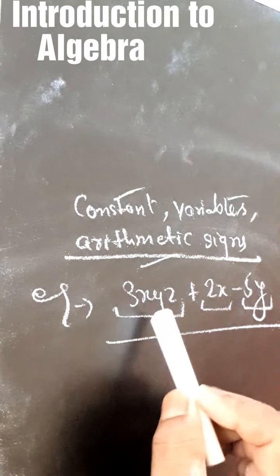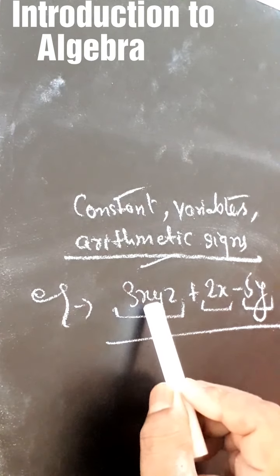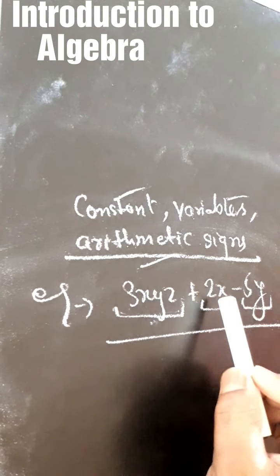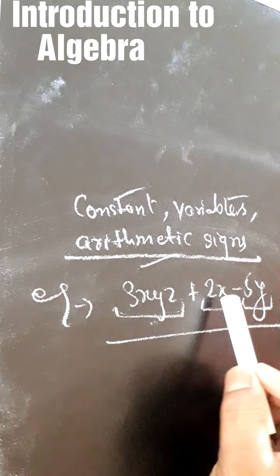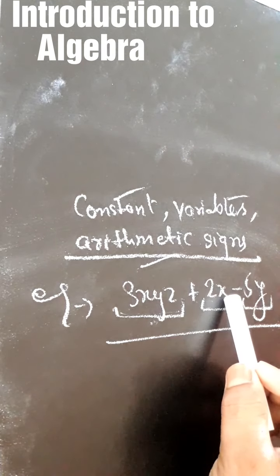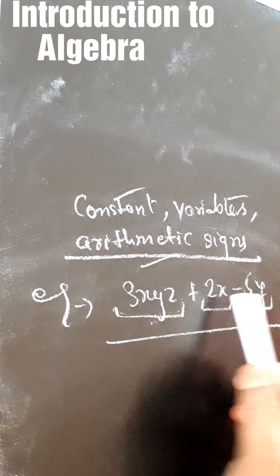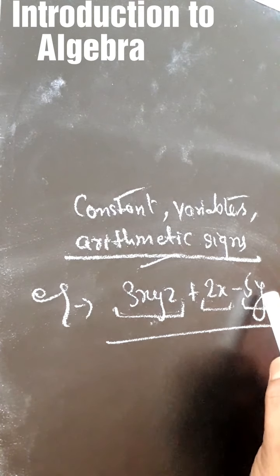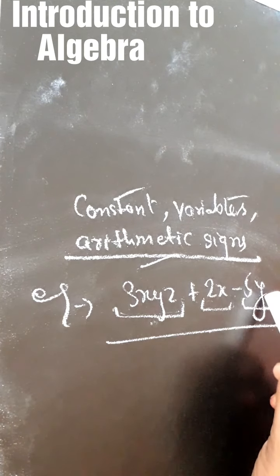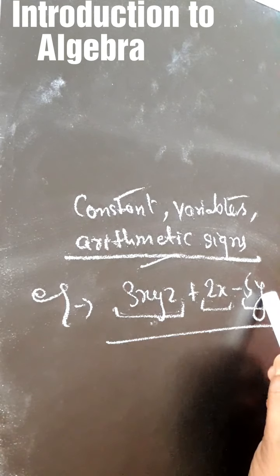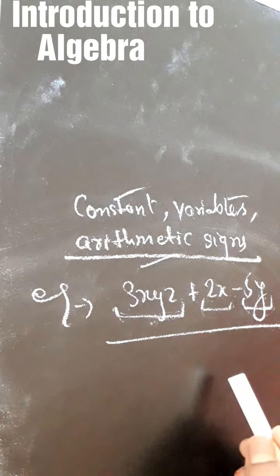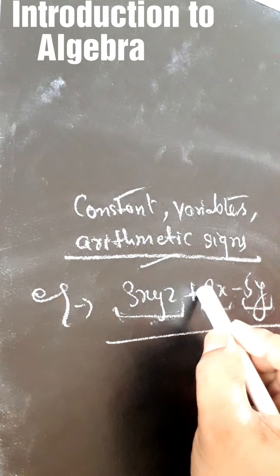Here, the first term contains 3, x, y and z combined by multiplication sign. Here, this is another term which is 2x. It contains 2 and x combined by multiplication. Here we have third term 5y, that is minus 5y. Here 5 and y are connected by multiplication sign. Each term of algebraic expressions are separated from each other by plus or minus sign.